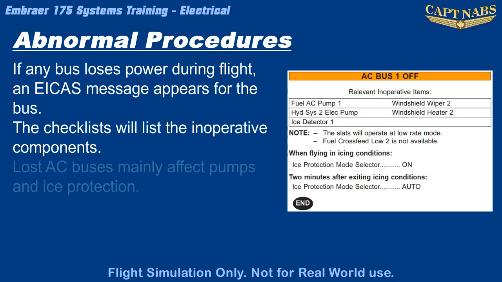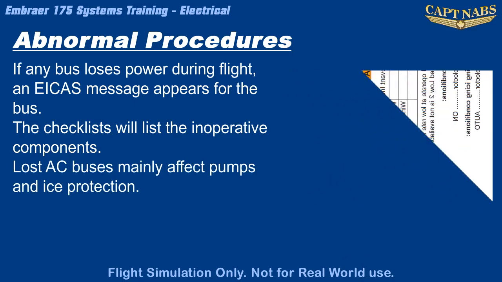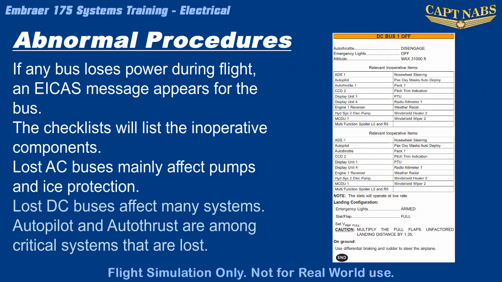The main AC buses primarily result in electric hydraulic pump and ice protection degradation, as well as the loss of some fuel pumps. The main DC buses will result in loss of auto throttle and numerous other systems, which are listed in the checklist itself. This allows the crews to evaluate the aircraft and make a plan based on the remaining systems.